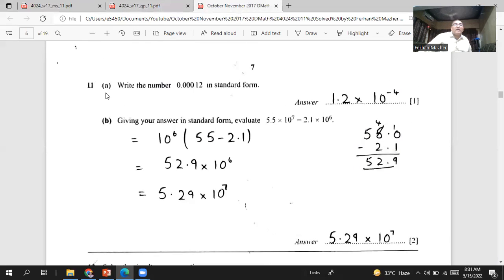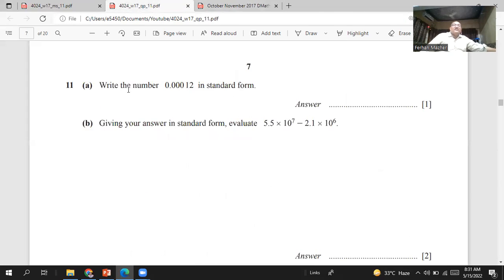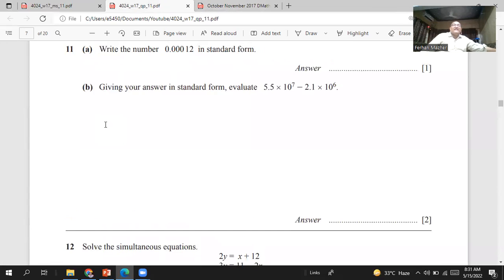Okay. So it will be 1.2 into 10 raised to the power -4. This is the standard form. Then the question is giving your answer in the standard form. Evaluate 5.5 into 10 raised to the power 7 minus 2.1 into 10 raised to the power 7. This is a famous question in the standard form. You have to subtract them.